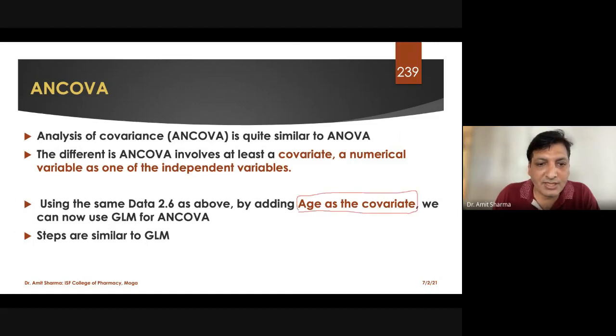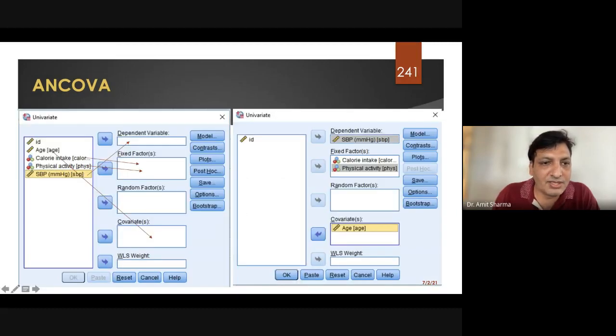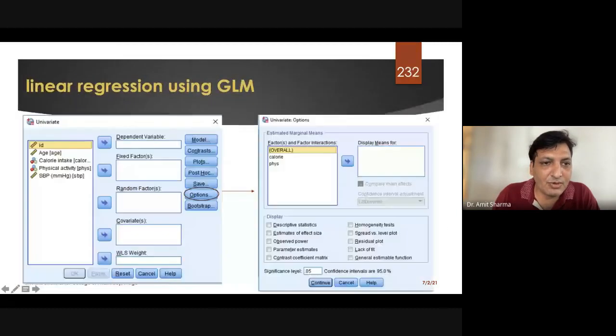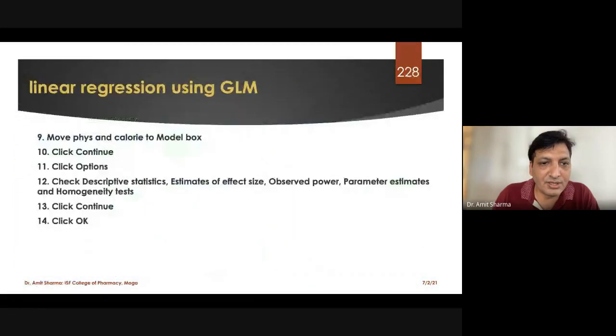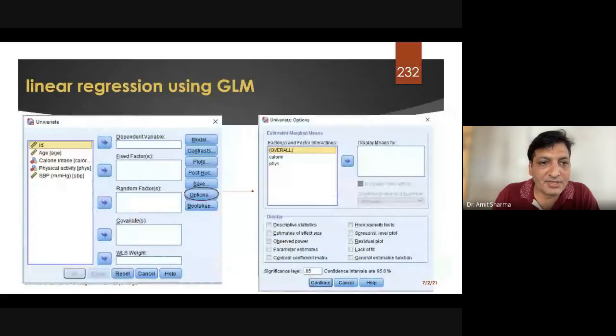Now we can see we can run the GLM through ANCOVA. So I'll let you know what was there in the test. These are the steps which we are going to use in SPSS to apply the test called ANCOVA. You can see this is the same dataset I'm going to use, which I used in the previous model, like linear regression through GLM.